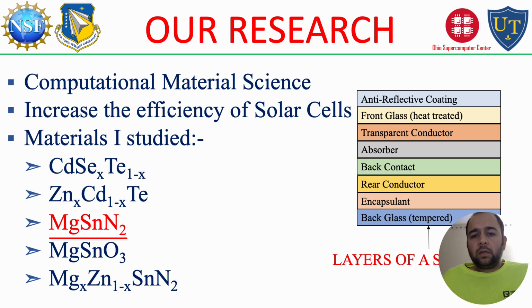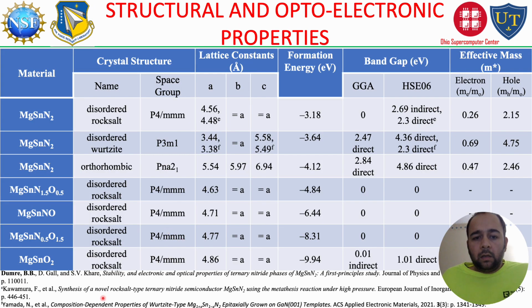Similarly, I am going to talk briefly about my other material, magnesium tin nitride. We got inspiration from Kawamura et al. They recently synthesized a disordered rock-salt crystal structure for magnesium tin nitride, and we also thought about doing the DFT calculation for them, and we found that our values of lattice constants and the band gap matched with the experiment.